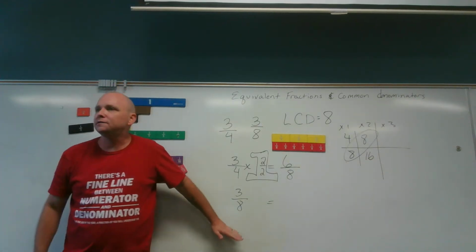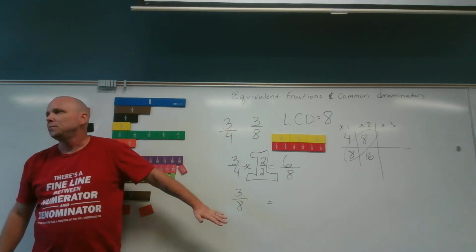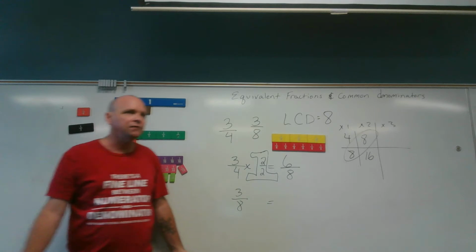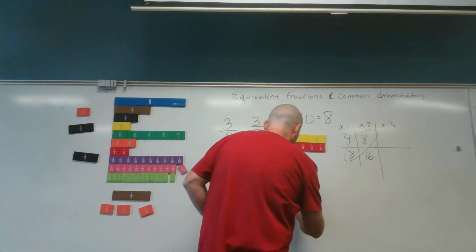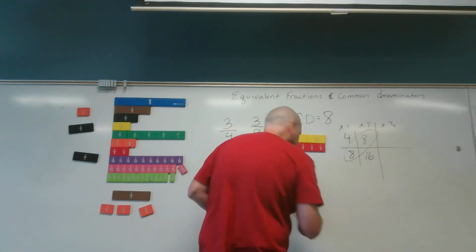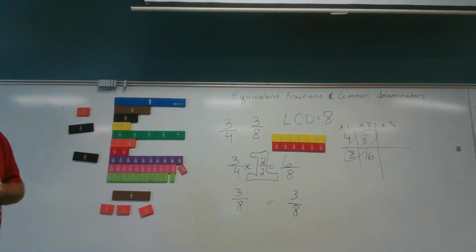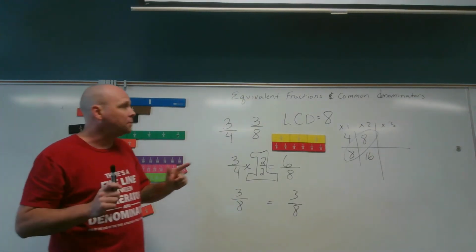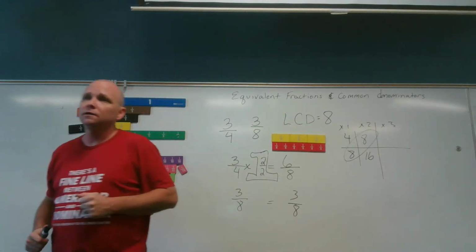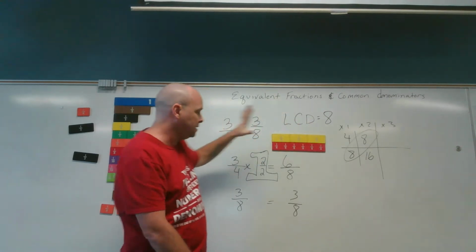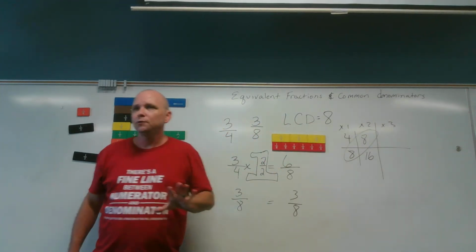Now, do we need to change 3/8? No, it's already over 8, right? Thank you, Paul. So, if the problem said find the least common denominator, we found it, it's 8. If it said find the least common denominator and equivalent fractions, we've done that right here.